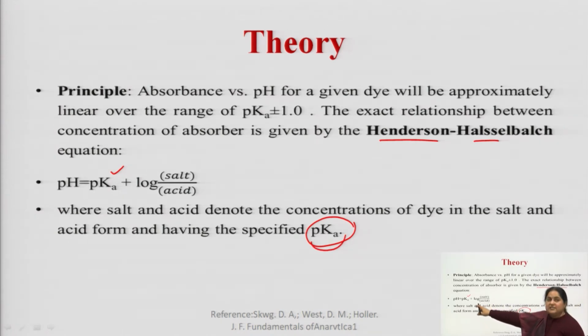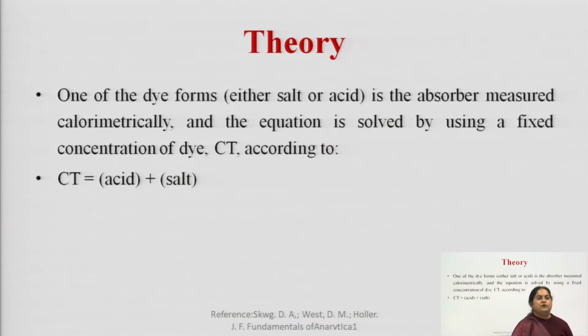So, pH can be indicated by the dye if we have the concentration of the dye in the salt and in the acid form, right. If we have these two parameters, this is a constant, right. If we can get these two values, then pH can be determined, right. So, this is the theory behind the colorimetric determination of pH.